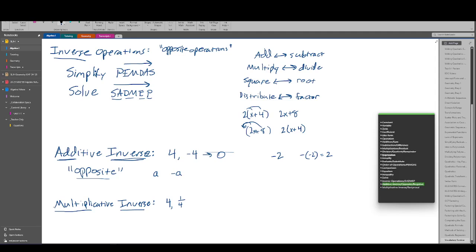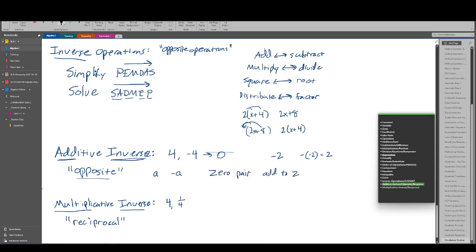Again, we don't typically use this word as often as a more common term that you've probably seen, which is reciprocal. So reciprocal means multiplicative inverse. And the important characteristic of additive inverses is they create what we call a 0 pair, or they add to 0. The multiplicative inverses, they multiply to make 1. So 4 times 1/4 is equal to 1.